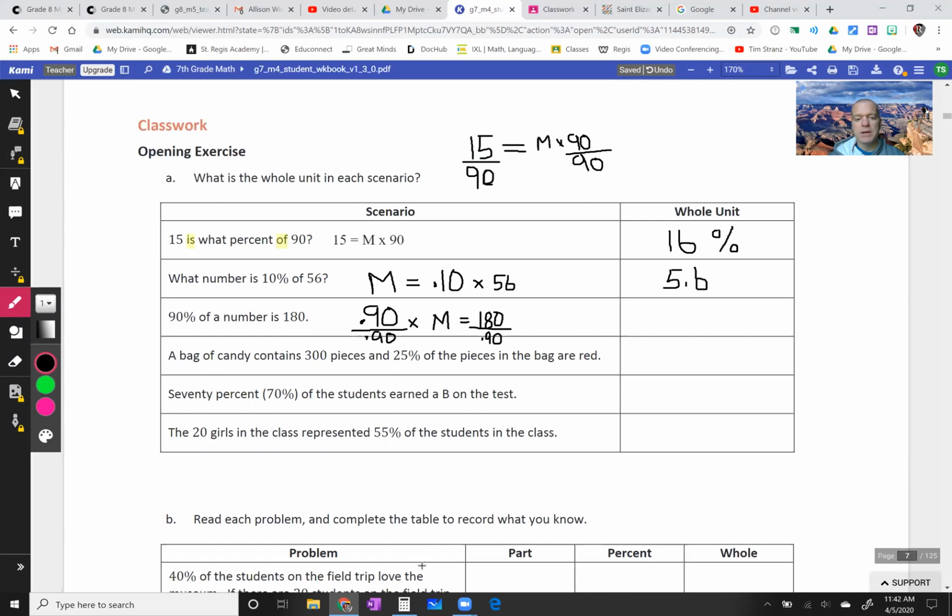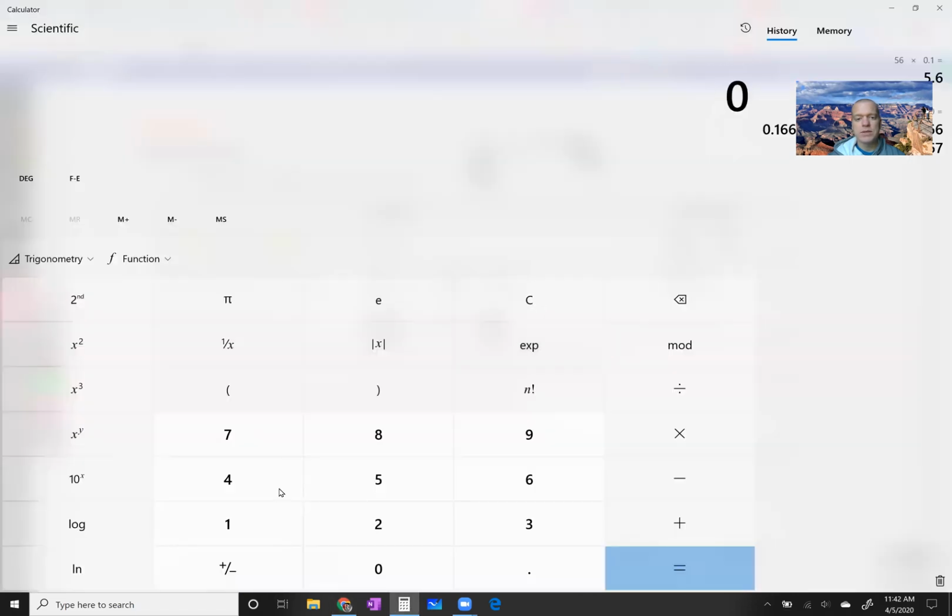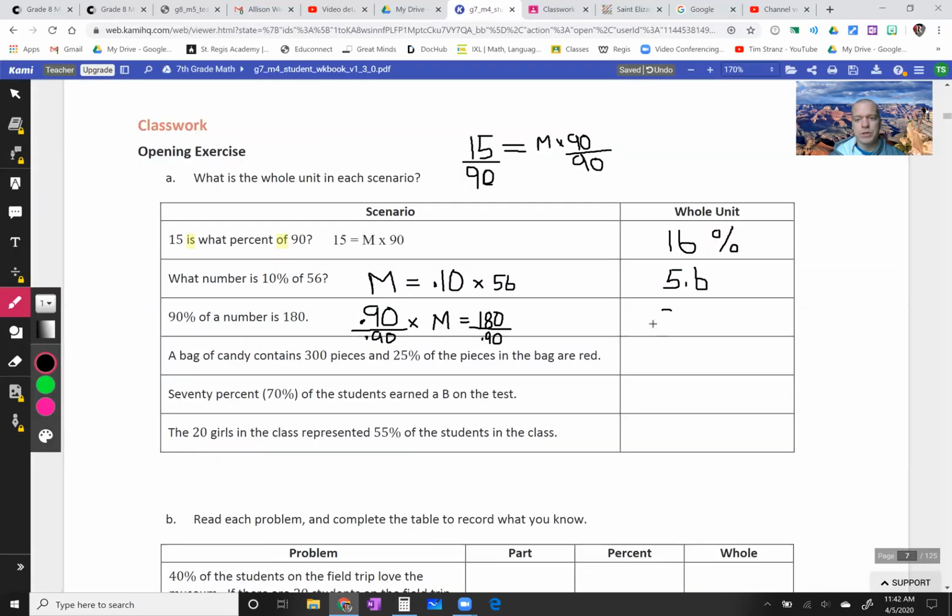So 180 divided by 0.90, let's go back and do this. So, I'm sorry, I just forgot what it was. 180 divided by 0.90, right? 200. So your whole number is going to be 200. Okay. All right, so I would like for you to try to do these next three. Try to do these right here, okay?